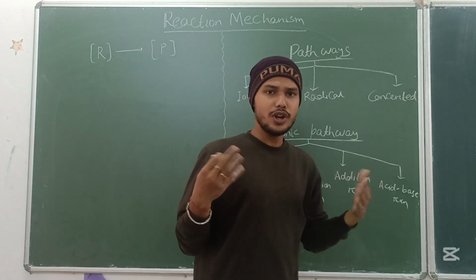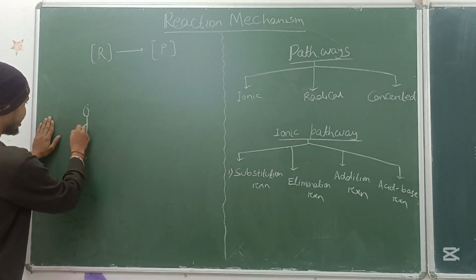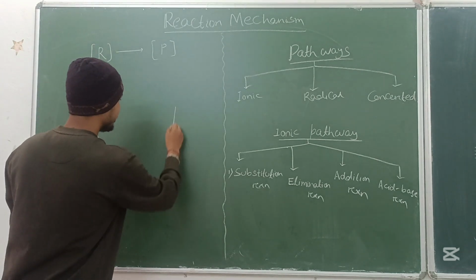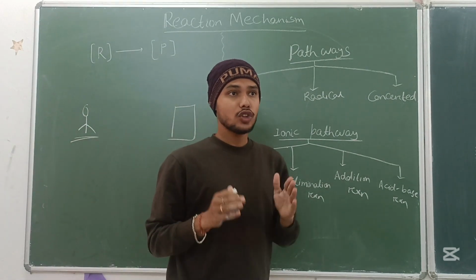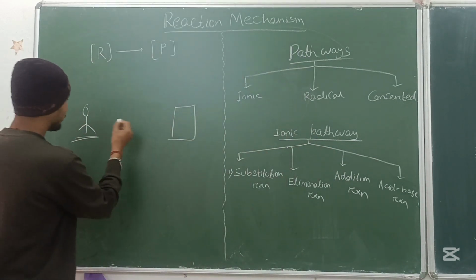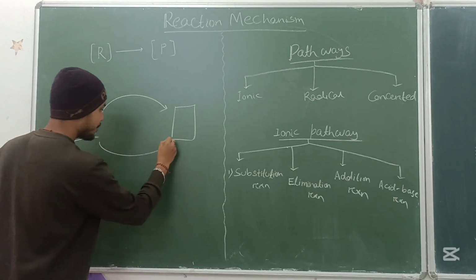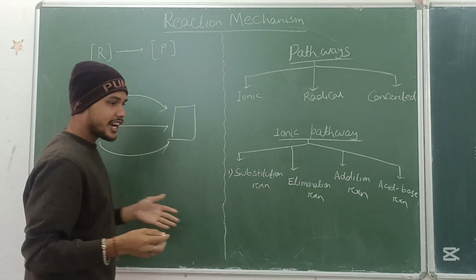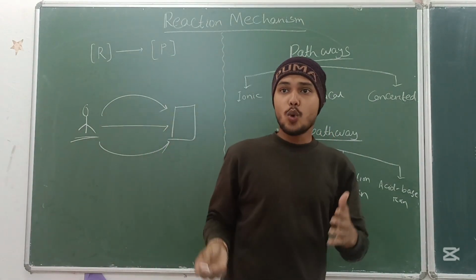Generally, in daily life, if there is a student, he will go to school. How can he travel to school daily? Basically, this student can go to school by car. He may also travel by bike, and he may also travel by walking. So there are various types of pathway in reaction mechanism. So let's start. What are the pathways?